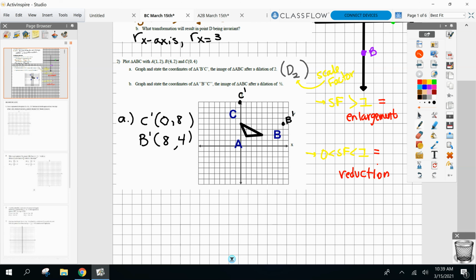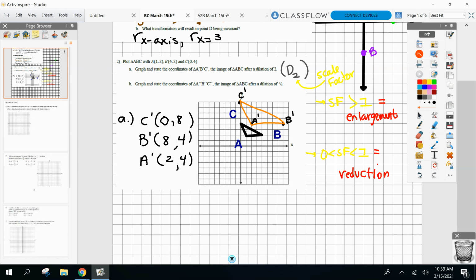And then finally, A prime. I'm going to take point A, 1, 2, multiply both coordinates by 2 and get 2, 4. 1, 2, 1, 2, 3, 4. Here's A prime. Okay? That is the reasoning why the triangle gets bigger: every point is getting further away from the origin. Questions there? Any questions at home? All right, now go to part B.